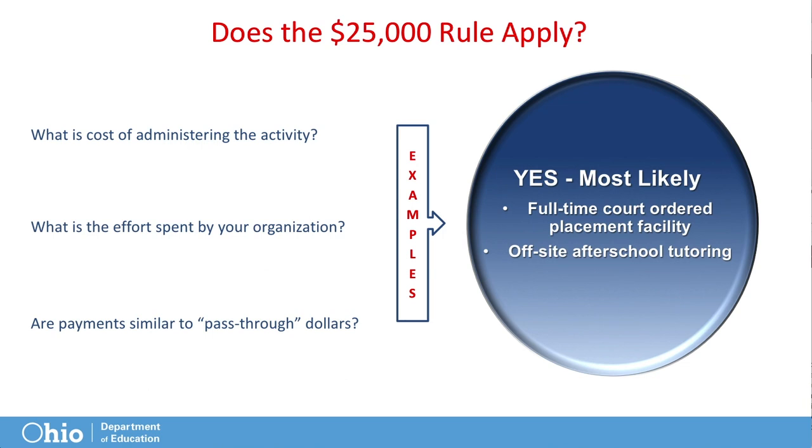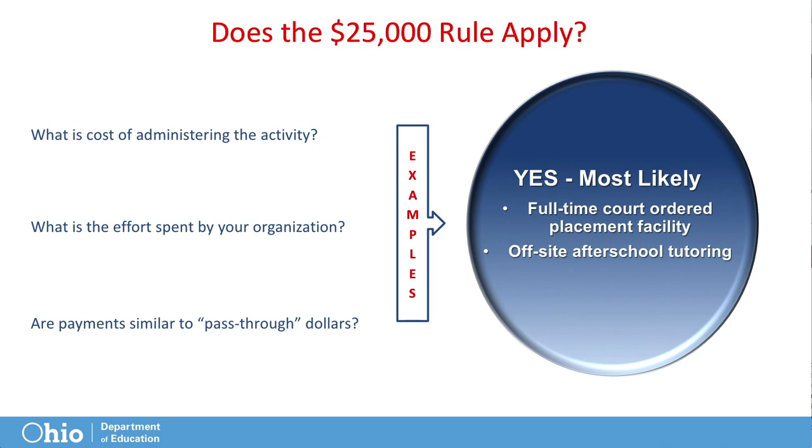Some examples of subarrangements that the $25,000 rule would apply are: when a district has students who are court-ordered to facilities full-time, or a district contracts with a Boys and Girls Club to provide after-school tutoring assistance to at-risk children. In these situations, the services are provided by another entity at another location, and all administrative costs are incurred by the contractor.